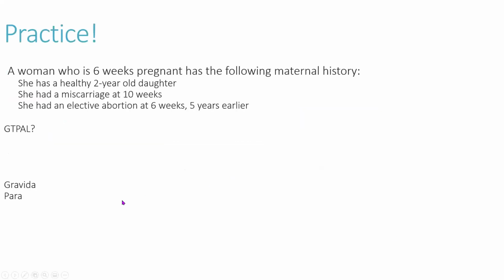Let's do a practice question, and then we're going to take a little bit of a break after this. Maybe we're going to pull the chat up. We have a girlie come in, 6 weeks pregnant. She has the following history. She has a healthy 2-year-old daughter. She had a miscarriage at 10 weeks. She had an elective abortion at 6 weeks. What would be her GTPAL?